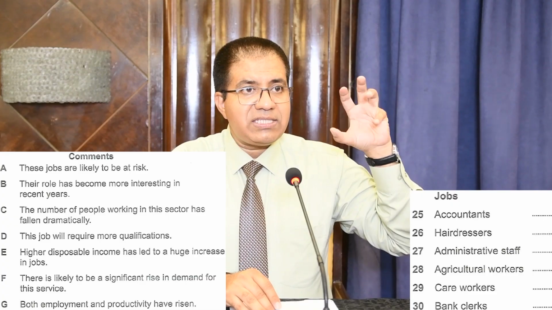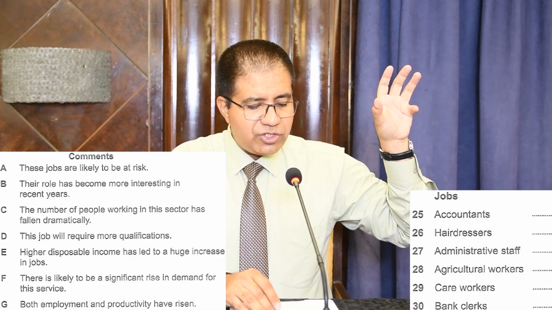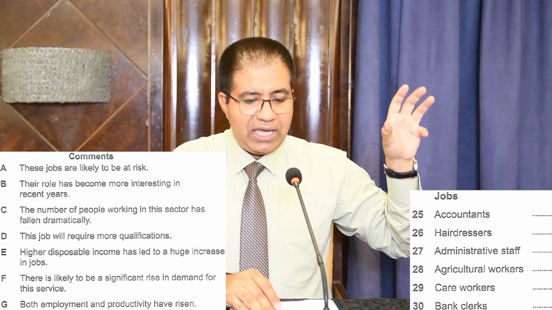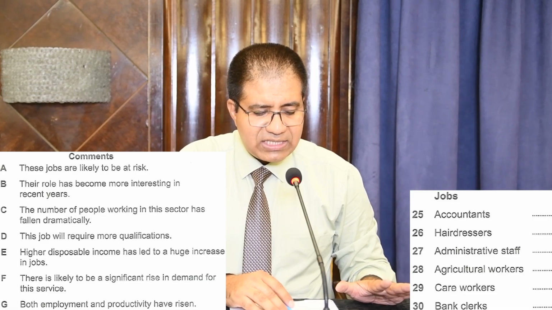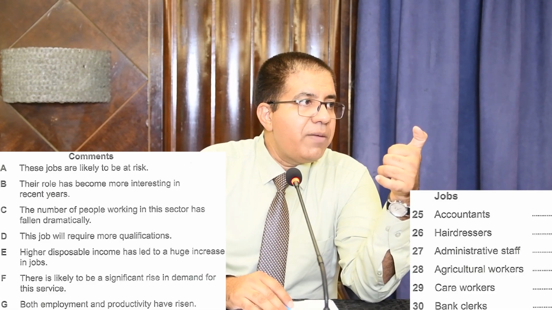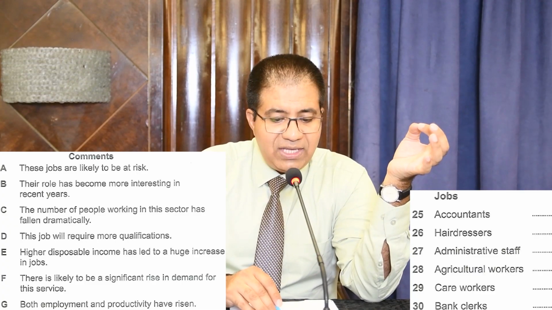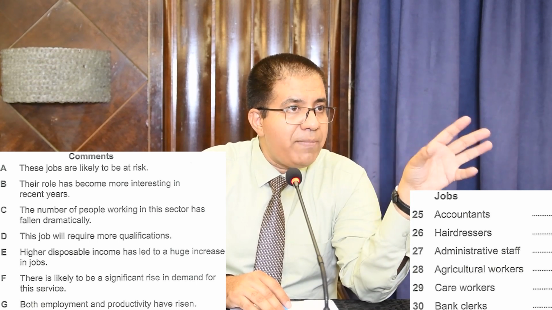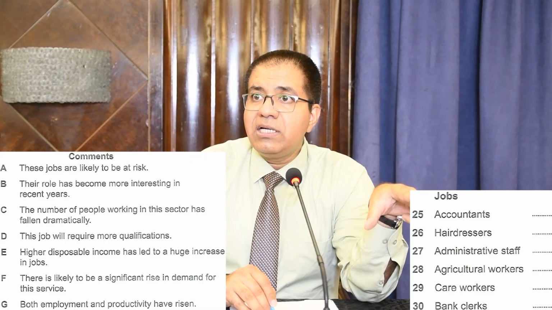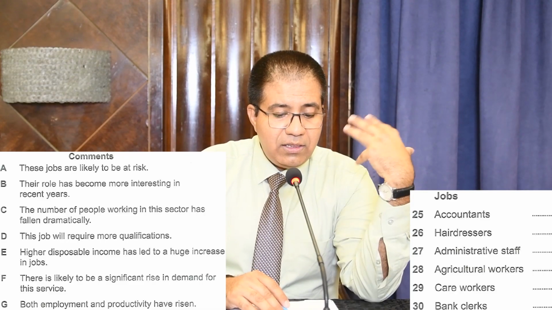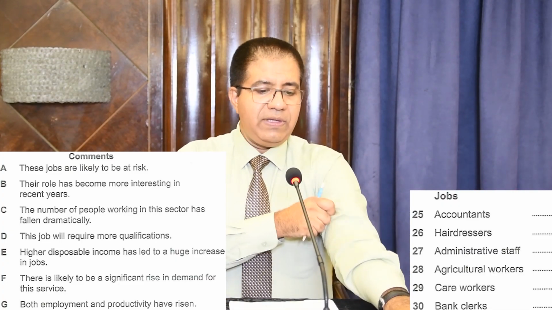Next, there is likely to be a significant rise, underline significant rise in demand. So significant rise in demand means the demand for hairdressers will increase. The demand for agricultural workers will increase. Okay? Next, both employment and productivity have risen. Now, what is employment? Employment means employees, and productivity means their efficiency. So if they say employment, there are more employment opportunities and now they are much more efficient. Efficiency means productivity, and like there are more opportunities, that means employment and productivity both have increased.